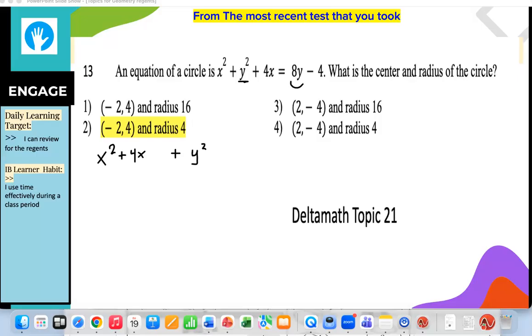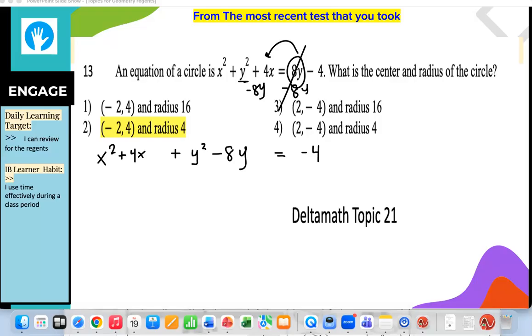And then this 8y, we want to bring it to this side. In order to do that, we have to subtract 8y. So I have to subtract 8y on this side. So that's going to cancel, and we're left with minus 8y on this side. And then we still have the negative 4. We want to leave the negative 4 where it is, because that's the number without an x or y. So we want to leave it where it is.